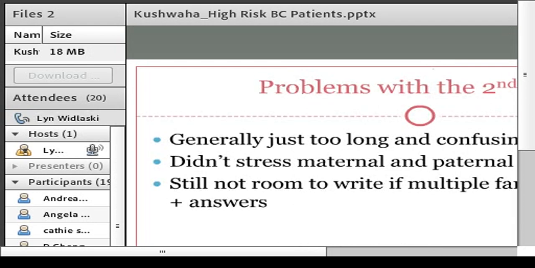It generally was just too long and still confusing for our patients. Our patients are from many different backgrounds and ethnicities. English is not the first language of probably a majority of our patients at Southwest Memorial.